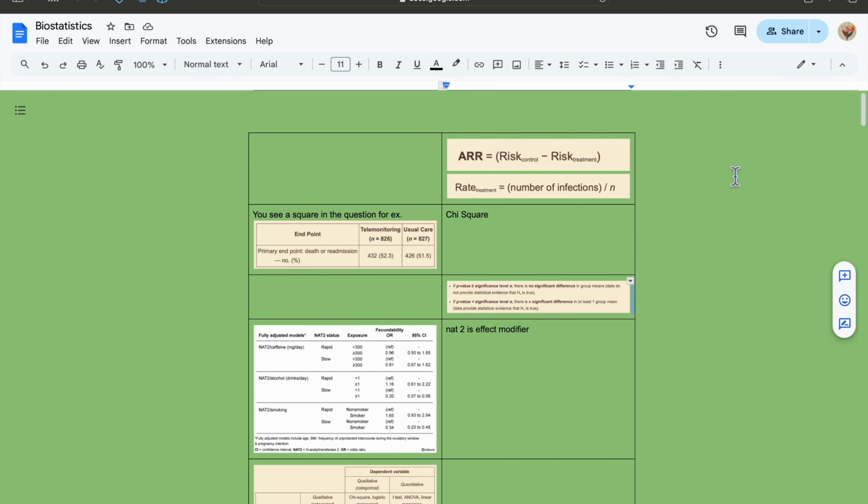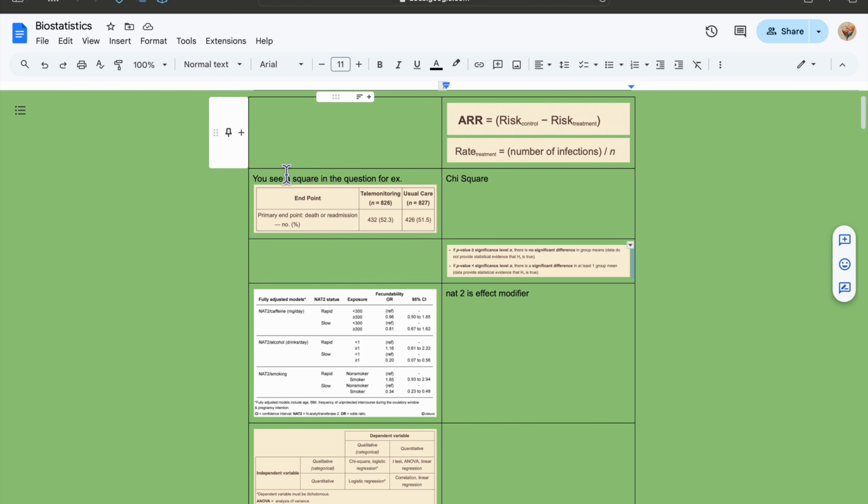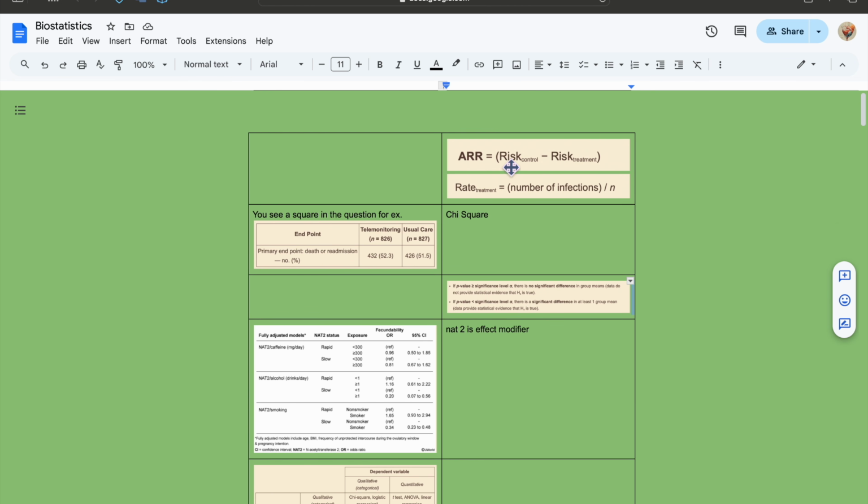These are my notes on Biostat, starting with ARR, which equals control minus treatment, and rate of treatment is equal to number of infections divided by the population. So all of this is basically from the page of Step 1 Biostat, where they give you all the formulas. I would recommend that you either watch the video that I made for Step 1, I added it to the Step 2 playlist, or just give it a look over so that you understand what's going on.